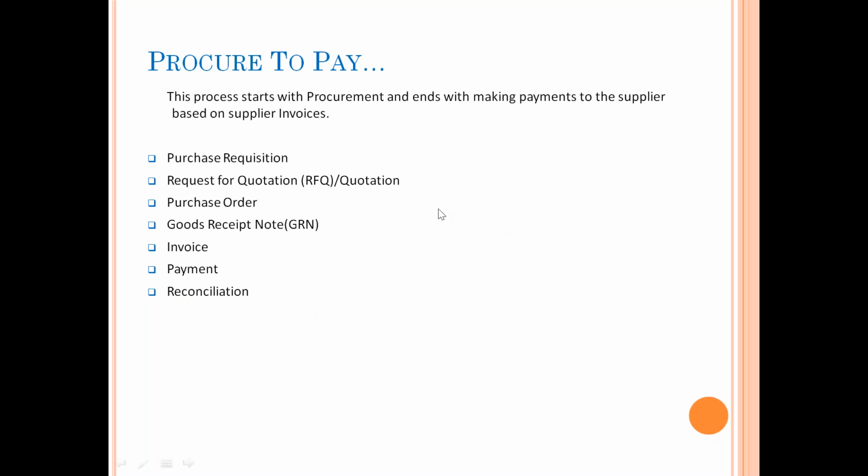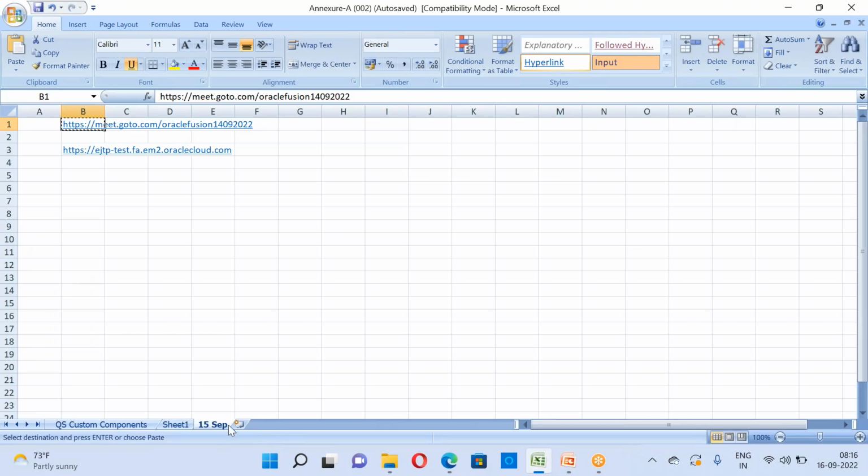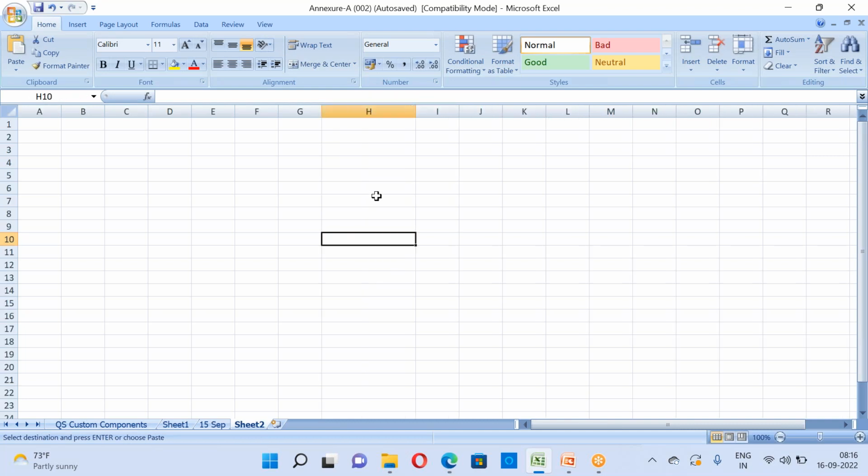I have the PPT ready with me, but instead of the PPT, I'll take you through the Excel. Maybe it helps you better understand. Let us take one organization as an example. Assume you are an organization which manufactures something and also does the sales activity for the same products, so you can understand which departments of your organization are involved in these processes, and where exactly those departments are mapped into Oracle.